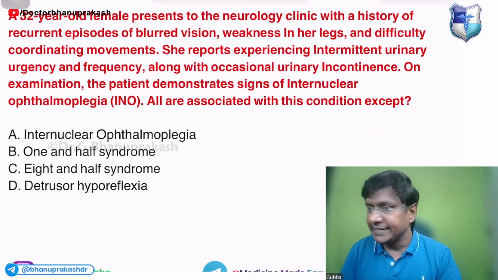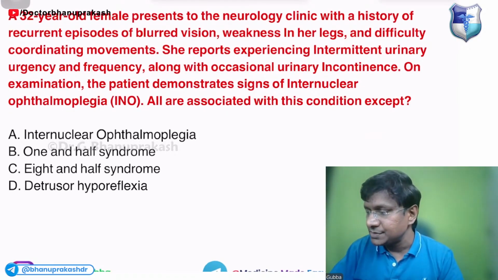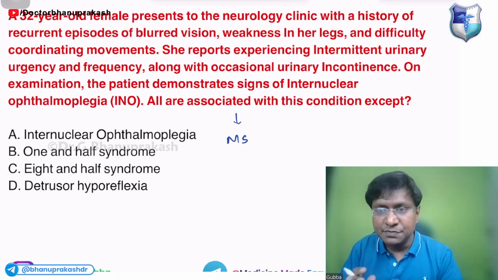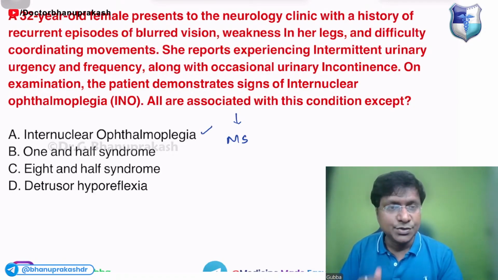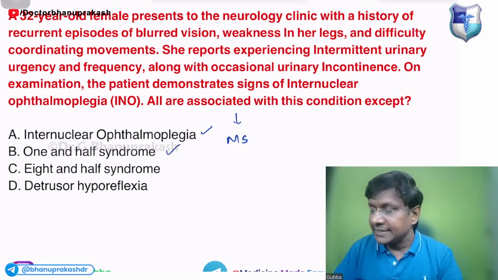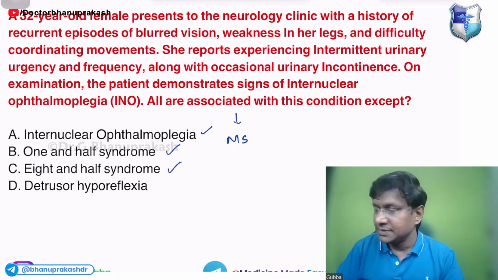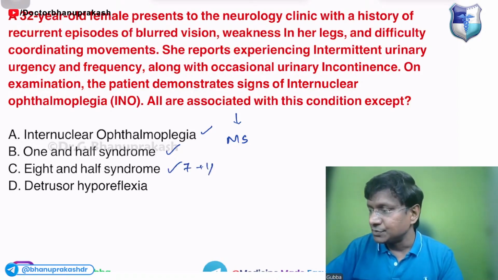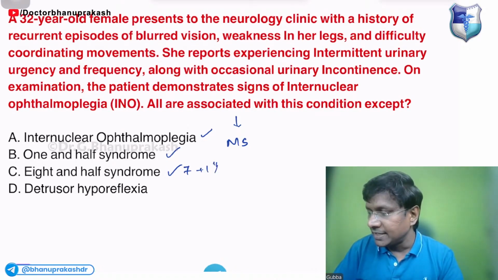Right, so the diagnosis of this clinical scenario is multiple sclerosis. In patients with multiple sclerosis, you will have internuclear ophthalmoplegia, which is due to demyelination of the medial longitudinal fasciculus. There will be 1.5 syndrome in these individuals, and there will also be 8.5 syndrome, that is, the 7th cranial nerve will be affected along with 1.5 syndrome. Along with 1.5 syndrome, that will become 8.5 syndrome.